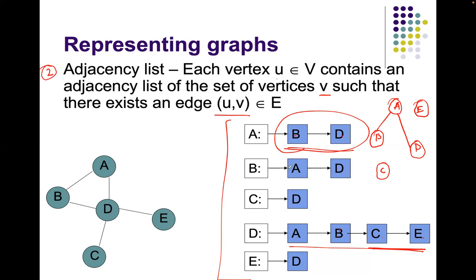So B has a list. In this list, we have two nodes, A and D. So B is connected with A and D. C has a list with only one node, D. That means C is connected with D. The list of D has four nodes, means D is connected with A, B, C, E. And E is connected with D. So this is the graph we can find from this adjacency list, and you can see this is actually the same graph.